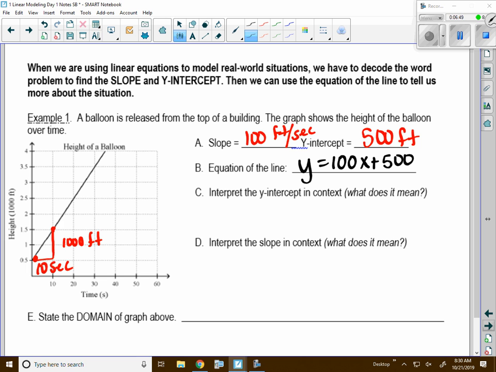All right, let's interpret the y-intercept in context. We kind of already talked about it a little bit. Can anybody raise their hand and tell me what is that y-intercept in context of our balloon problem? The initial height of the balloon.